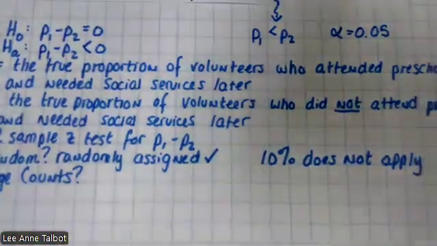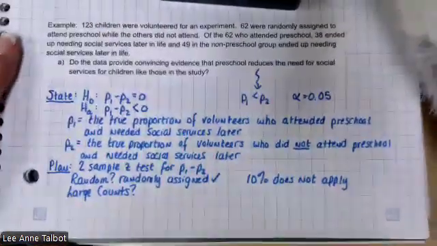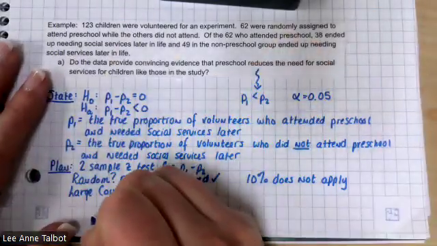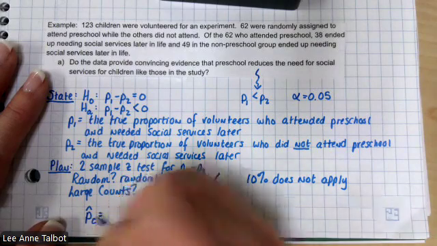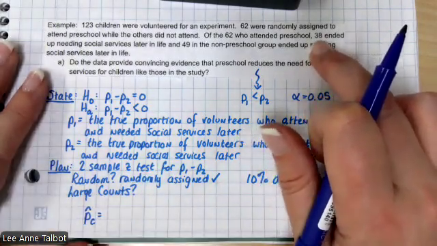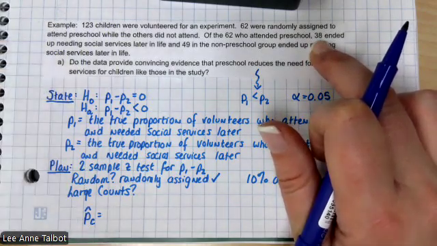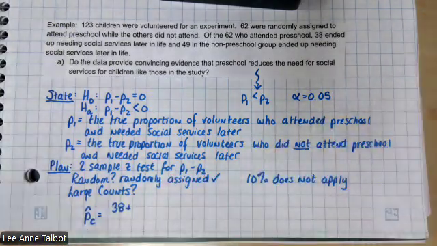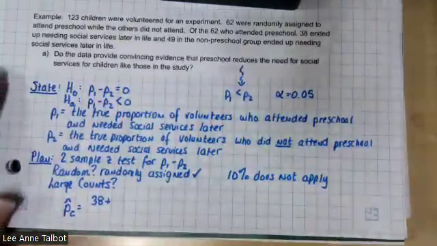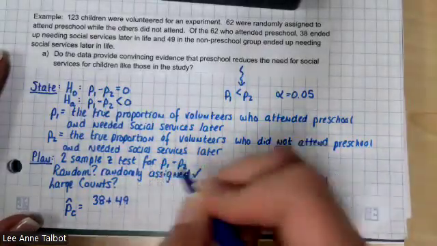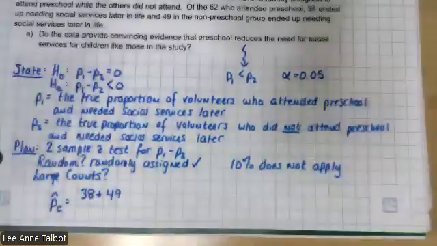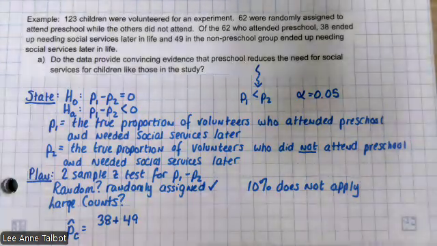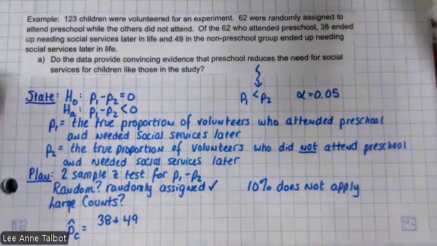So we're zooming out here. What is the success from the first sample? 38, right? Do you guys see the 38? Okay, so we have 38 plus, and what's the success from the second sample? 49. And remember when I say success, it doesn't always mean it's a good thing. Meaning social services is not necessarily a good thing. So when I say success, I'm saying it from a mathematical standpoint.